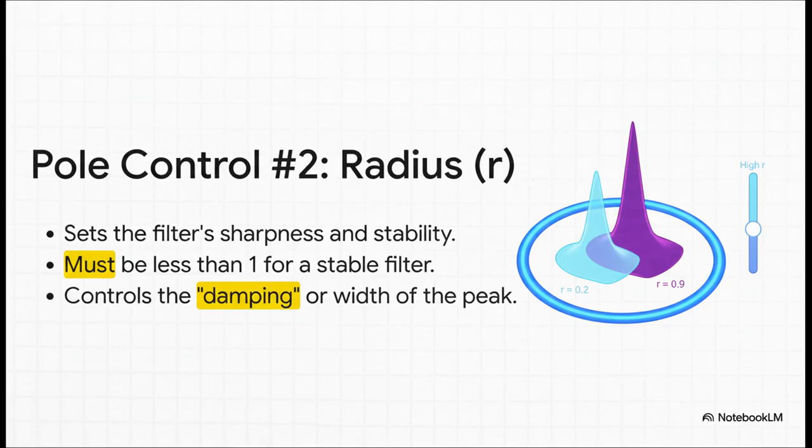Okay, knob number 2 is the radius, which we just call R. This is your intensity knob. It controls how sharp that peak is. Now there's one really important rule. R has to be less than 1. Why? Well, that keeps the filter stable. You can't put your mountain outside the boundaries of the map, right? So this radius, it's all about controlling how wide or how pointy that mountain peak is.